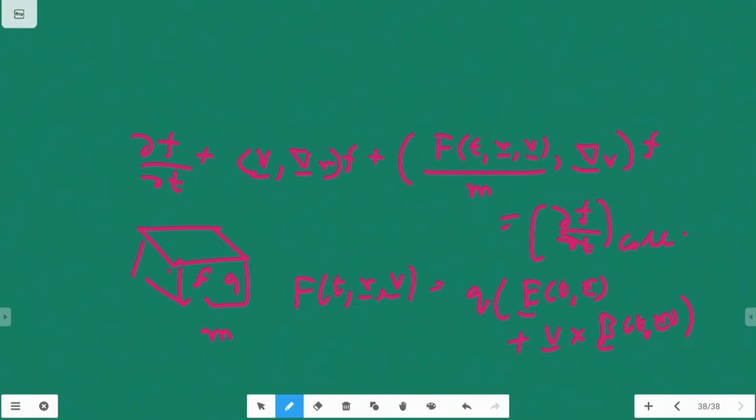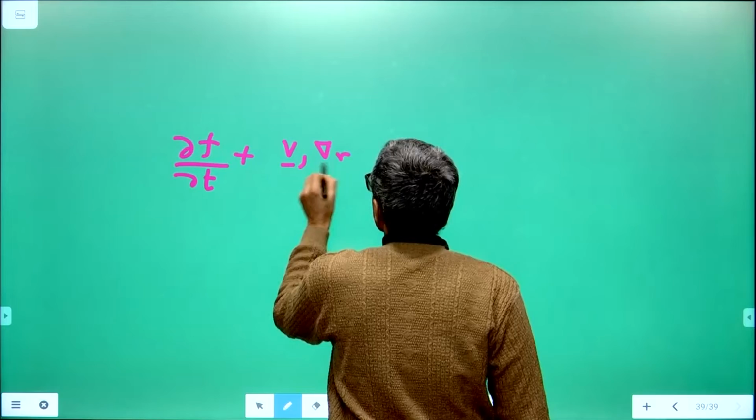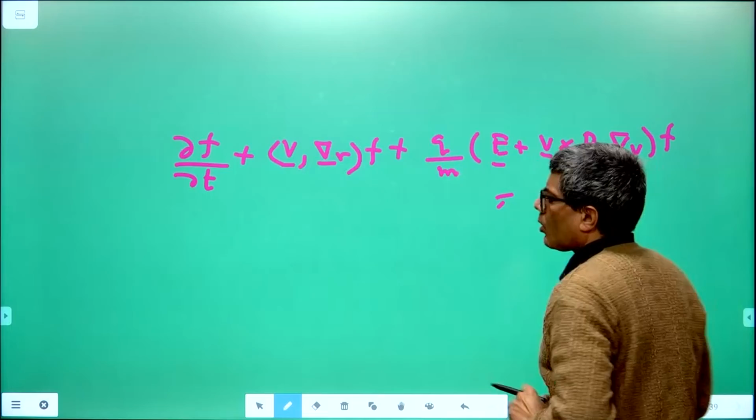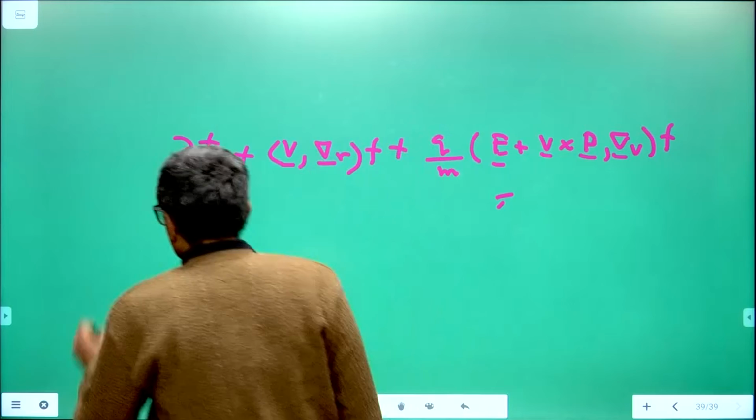So, you can write down Boltzmann's equation as dou f by dou t for the plasma within, plus v dot del r f, plus q by m times E plus v cross B dot del v acting on f, and that is equal to dou f by dou t collision. For dou f by dou t collision, we make a linearized approximation. This is called the Vlasov approximation. It is called the Vlasov approximation. Vlasov was a Russian physicist.